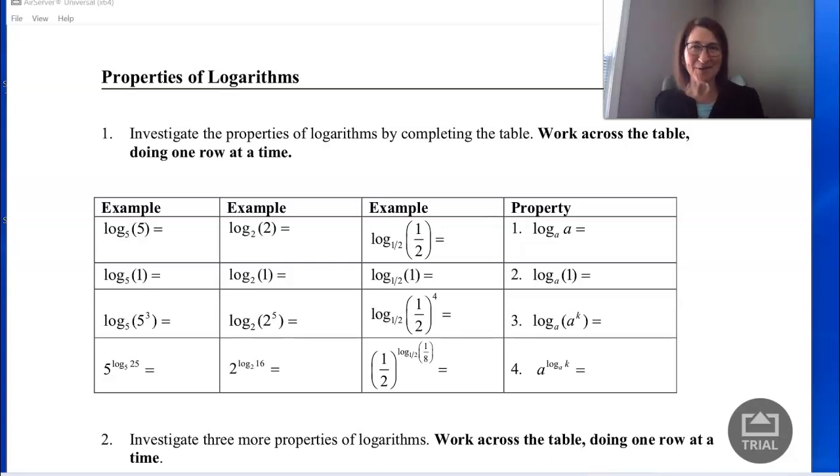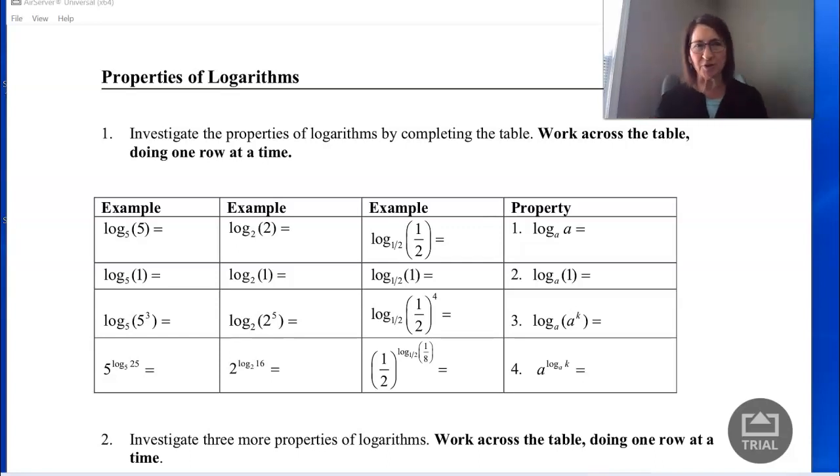Hi, so we are going to cover properties of logarithms, section 8.5. But you're probably looking at what's on the whiteboard and you're like, wait a minute, that's not in my notes. And it's not. We're going to do something slightly different that is actually going to help you understand these properties better than if we were to just read through a list of them.